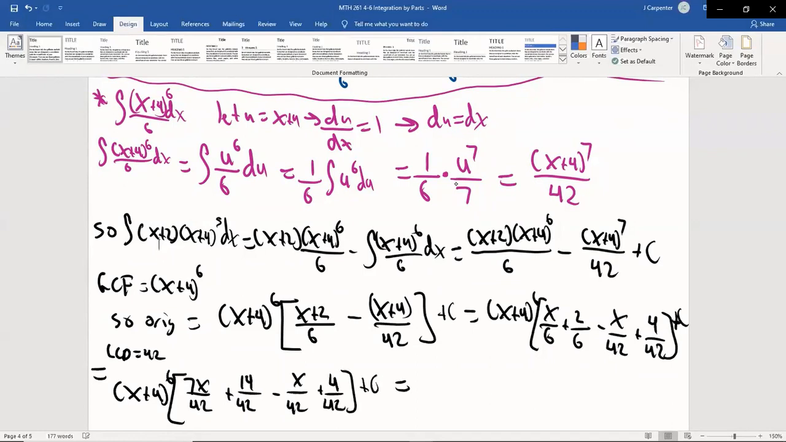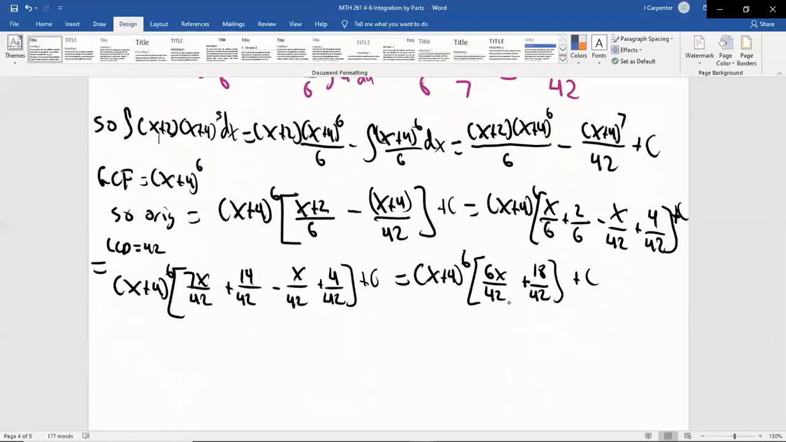then your plus C. Combine like terms, the parentheses at the front stays the same, (x plus 4) to the 6th, bracket. 7x minus x is 6x. So that's 6x over 42. And then maybe minus, maybe plus. 14 plus 4 is 18, so plus 18 over 42. Then your plus C. Let's go ahead and just write that as one fraction and reduce as much as possible. If you do, you'll get 21. So 3x over 21, and then 9 over 21.